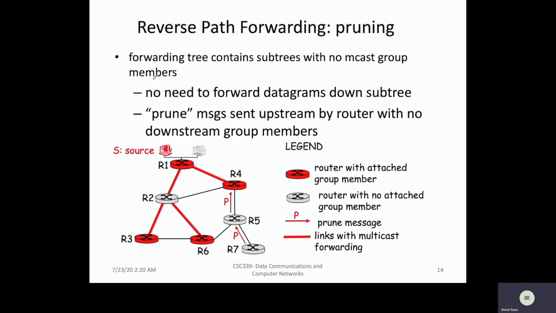So similarly, as we discussed earlier, since R5 and R3 have no multicast group members, there are no multicast group members here. So they can send what? They can send the prune messages to the upstream router, so that they are no more part of this spanning tree, meaning they will not be receiving any multicast traffic in the future.